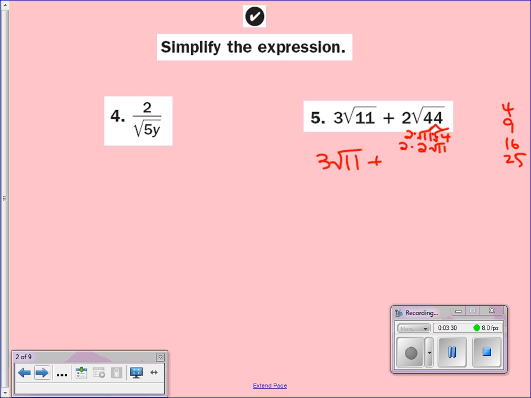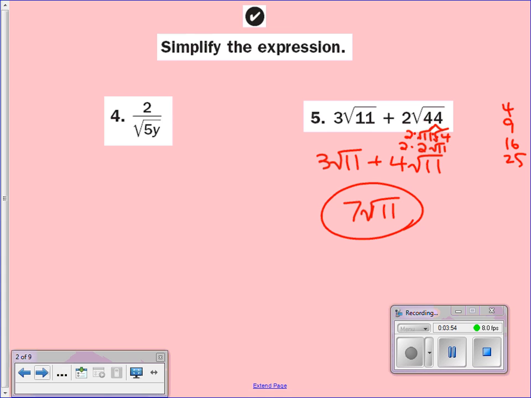2 times the square root of 11 times the square root of 4. So now it becomes 2 times 2 times the square root of 11, which is 4 times the square root of 11. Now they have the same radical, and now I can add them. 7 times the square root of 11. Answer. Done. This other example is pretty much from simplifying, and we're going to skip that because we're on operations right now.